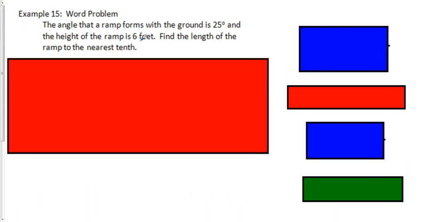All right, for our last example, we have a word problem. This problem says that the angle that a ramp forms with the ground is 25 degrees, and the height of the ramp is 6 feet. Find the length of the ramp to the nearest tenth.